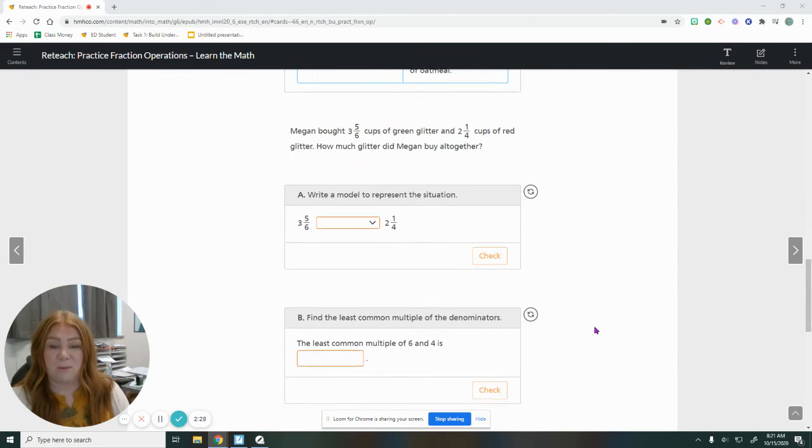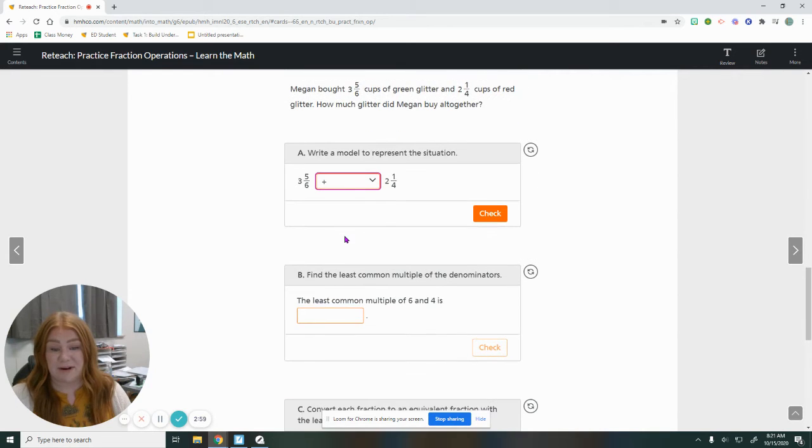Okay, let's try one more before you go work on your own. So Megan bought 3 5/6 cups of green glitter and 2 1/4 cups of red glitter. How much did she buy all together? So I heard that word "and" in here, and all together means we're putting them together. So we're adding them up. So first, we need to write a model to represent the situation. We know we need to add these together.